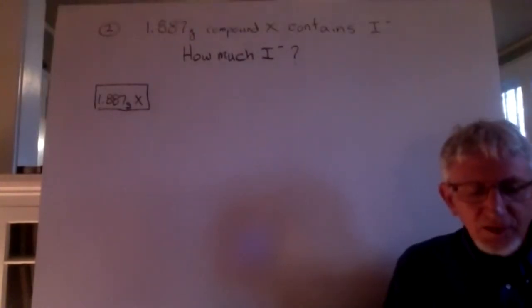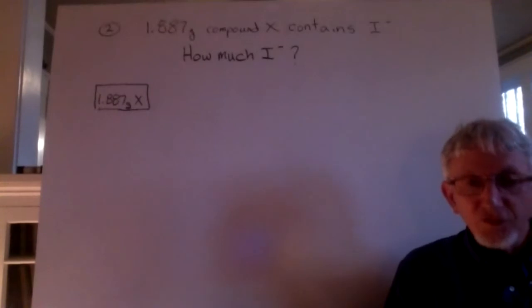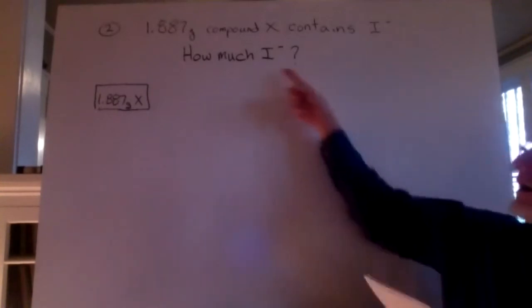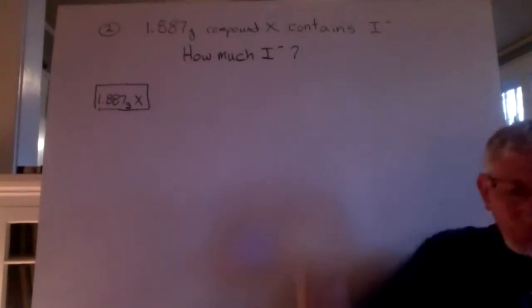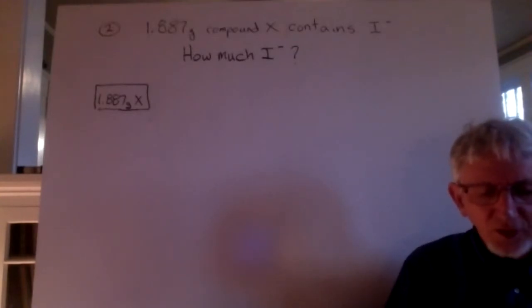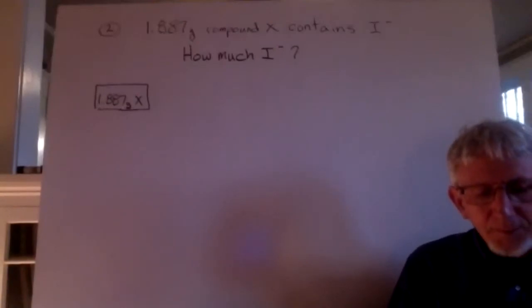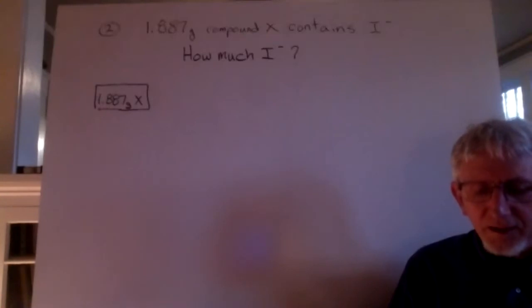So we're going to do question number 2 from the practice test. And it says a 1.887 gram sample of an ionic compound, we're calling compound X, is known to contain iodide ion, I-. And the sample is dissolved in water. It's water soluble. Most ionic compounds are. And the objective is to precipitate out the iodide ion.